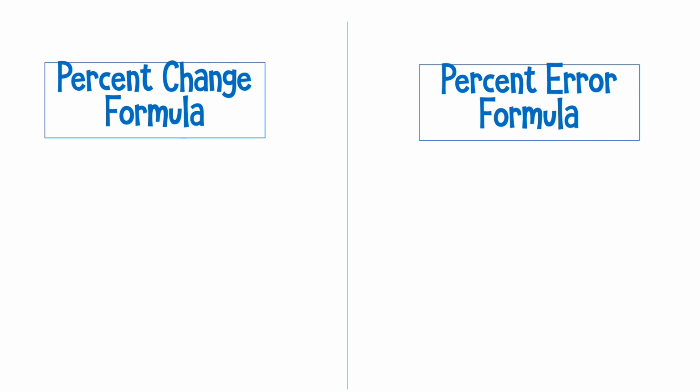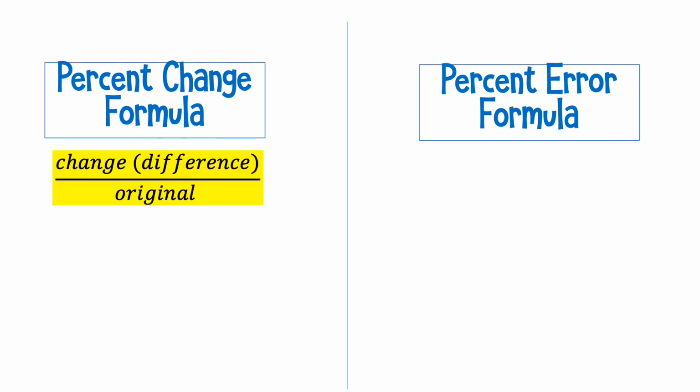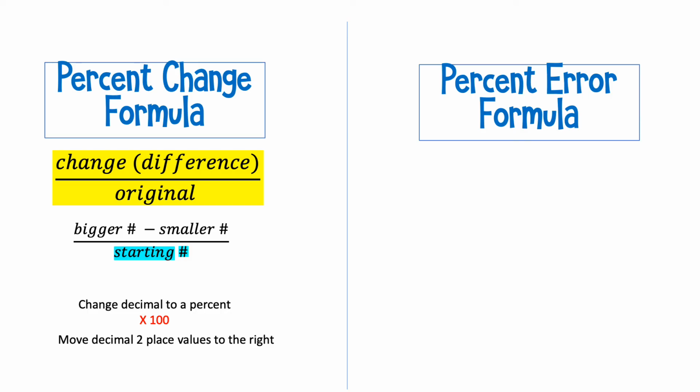In summary, the percent change formula is the difference divided by the starting number or the original number. Big number minus small number divided by starting number. We change the decimal to a percent by multiplying by 100 and moving the decimal 2 places to the right. Don't forget to put the percentage sign on your answer.